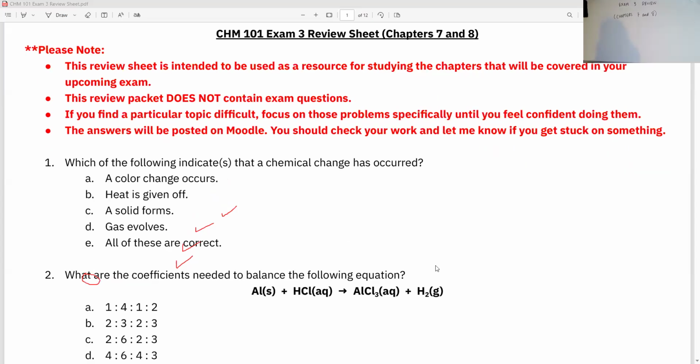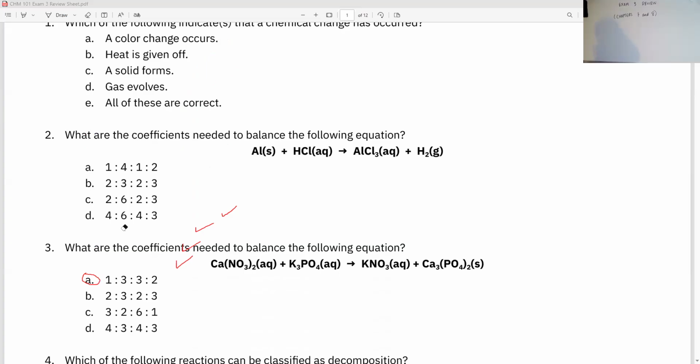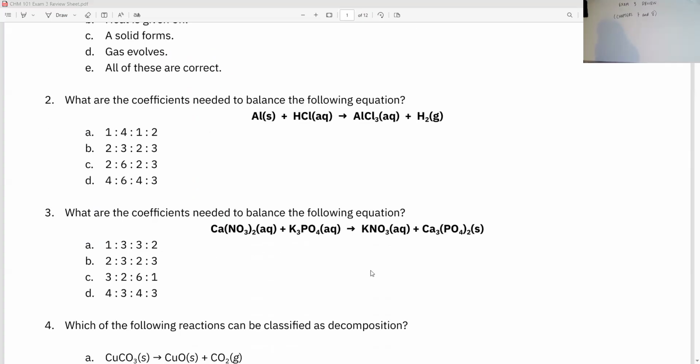Let's look at our next one. Oh, let's erase these check marks. So next question, the next two questions are balancing questions, and they're asking us for the coefficients that are needed to balance these equations. Okay, so we'll do both of these on the board so that we can talk out the steps.